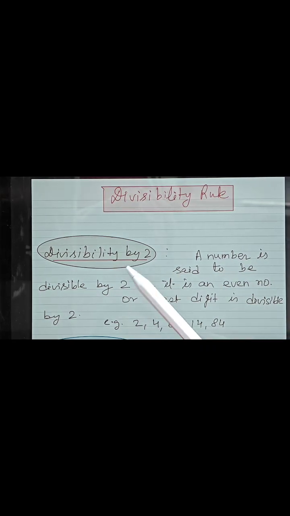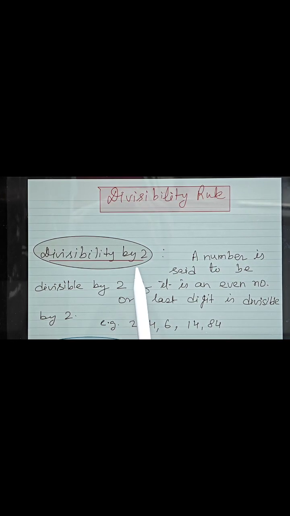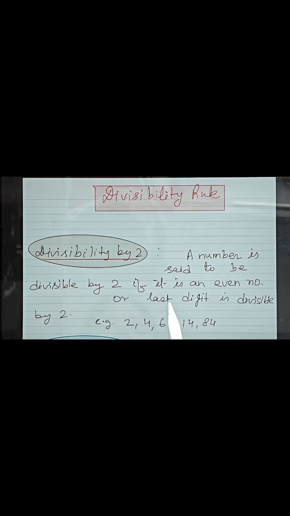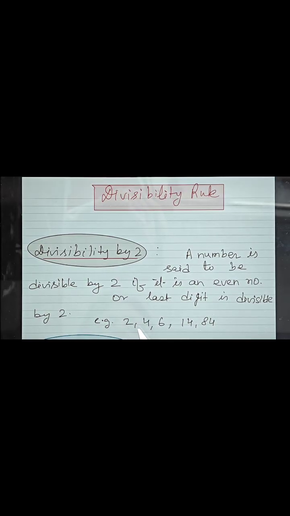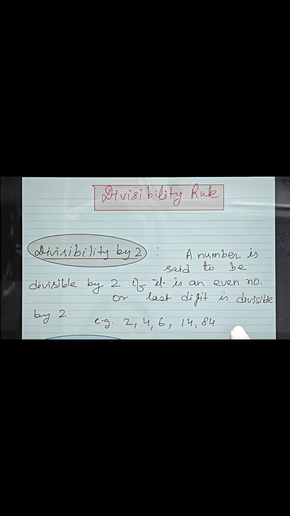This is divisibility rule. First of all, we will check the divisibility by 2. A number is said to be divisible by 2 if it is an even number or the last digit is divisible by 2. So examples are 2, 4, 6, 14 and 84. So there is no confusion in this divisibility by 2.